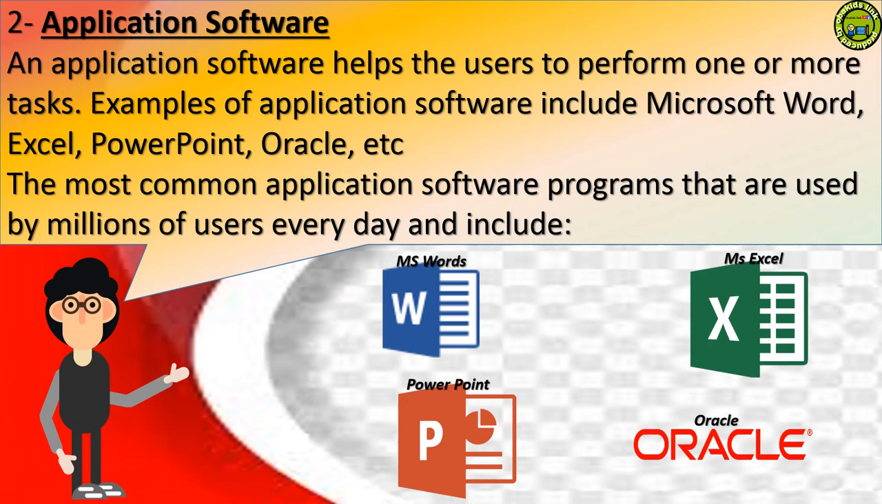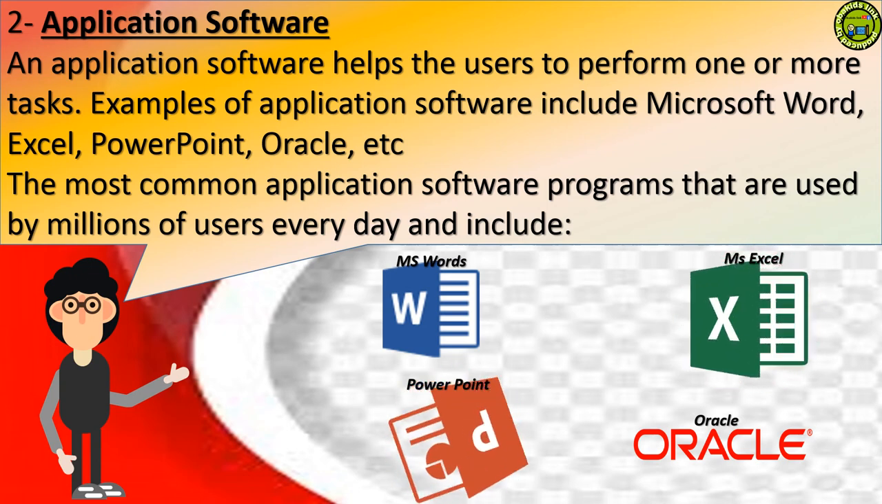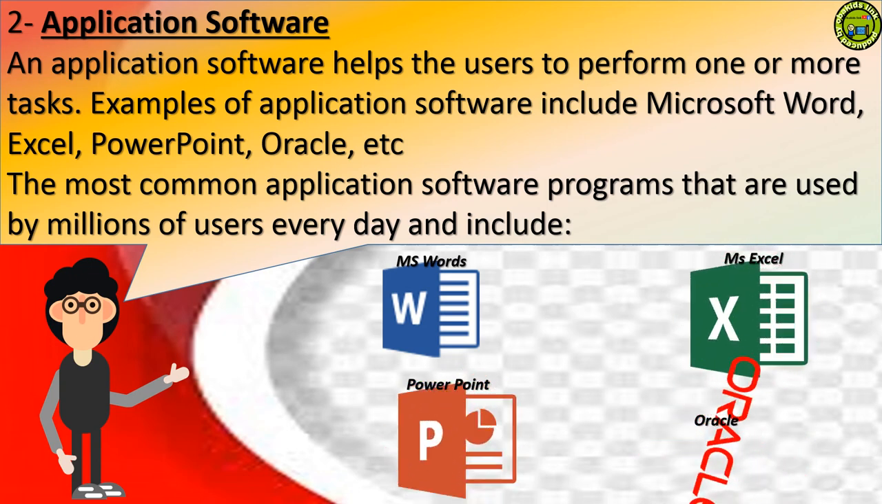2. Application software. An application software helps the user to perform one or more tasks. Examples of application software include Microsoft Word, Excel, PowerPoint, Oracle, etc.